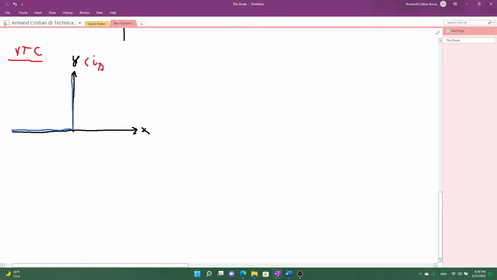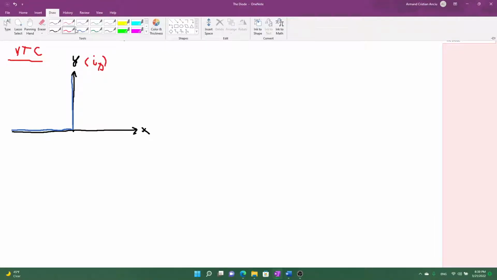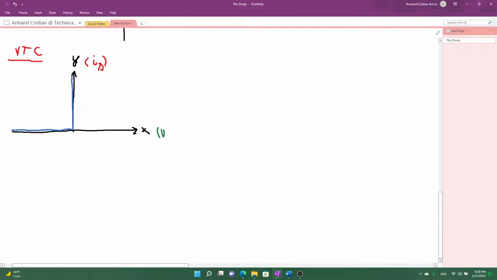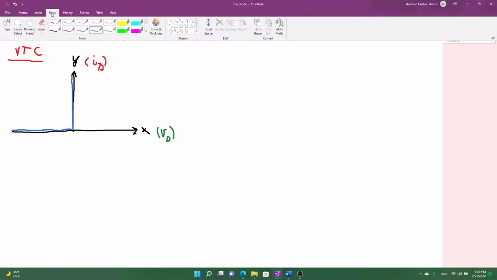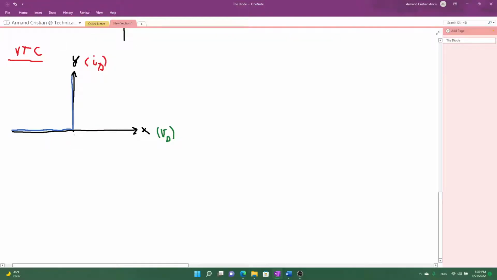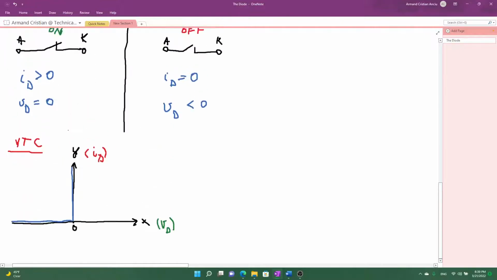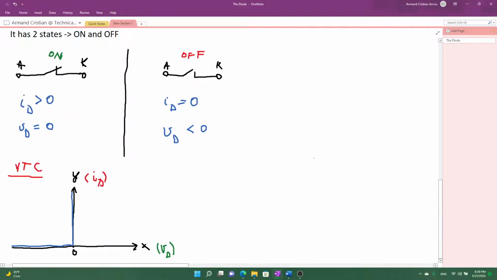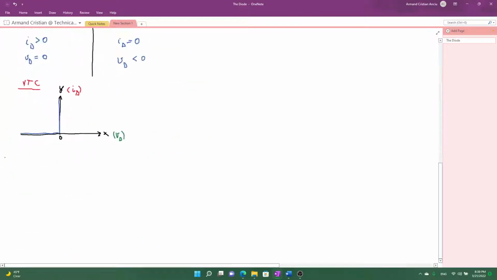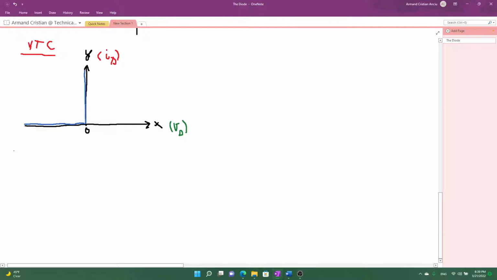So if you want ID, the current through the diode, and the x-axis is VD, the voltage across the diode. And you'll notice that the change between the off and on state occurs at the 0 point for the ideal diode. This 0 point will be called threshold voltage. It's basically the point where the diode enters its conduction state.